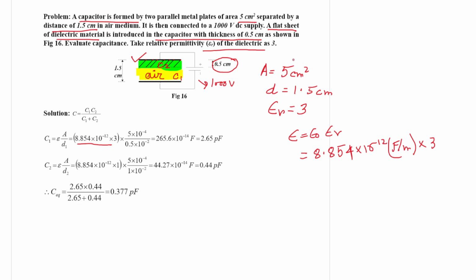Now A, the area of cross section, is given as 5 centimeter square. So you need to convert it to meter, which means it should be multiplied with 10 to the power minus 4, so 5 into 10 to the power minus 4 meter square. Now what is the thickness? Thickness of the material is 0.5 centimeter. So you need to multiply it with 10 to the power minus 2 to make it meter. If you solve this equation, the capacitance of this added dielectric becomes 2.65 picofarad.